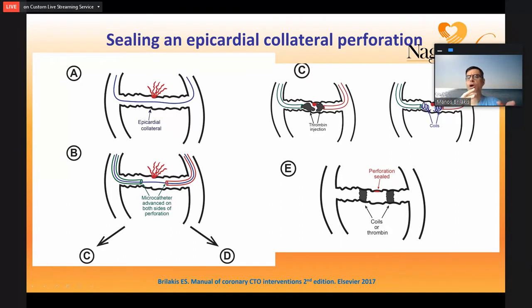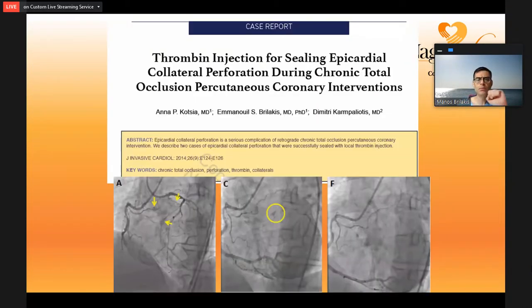When you have an epicardial perforation, sometimes you may have to embolize from both sides of the perforation with either coils or thrombin or fat to make sure there is no bleeding from the back end of the perforation. There's an example of thrombin. Again, this is perforation of the epicardial collateral. That is why epicardials should be done later on in your learning curve, because they do have a high risk of complications.